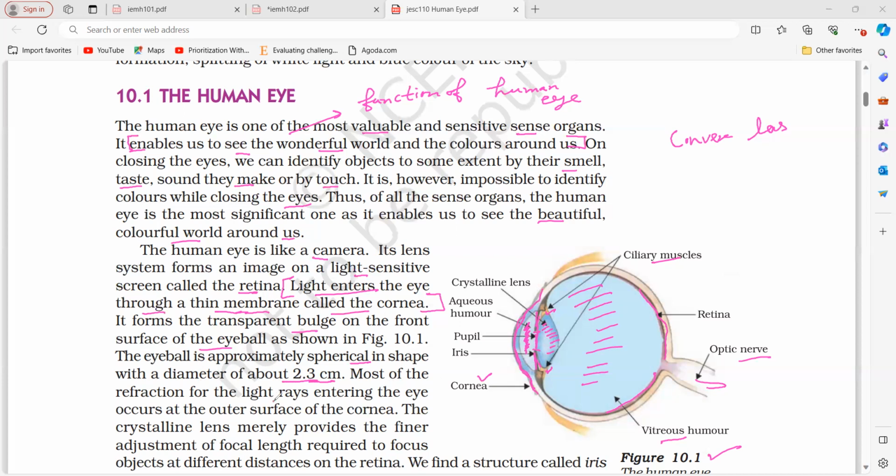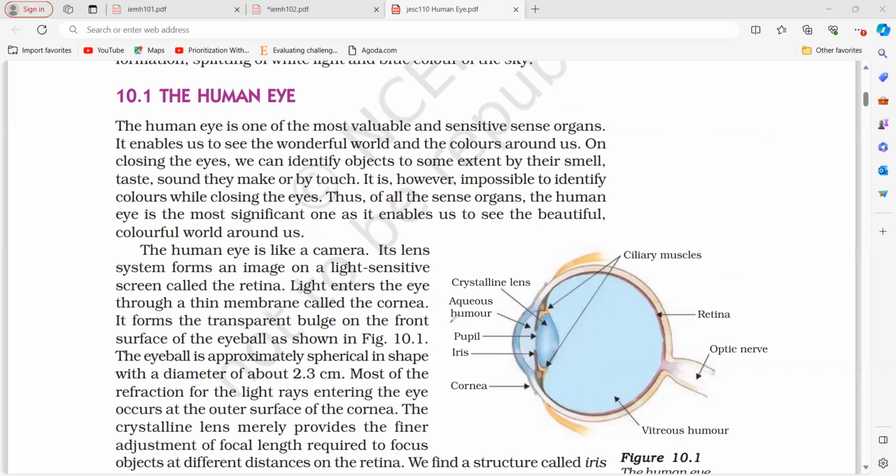Most of the refraction of the light rays entering the eye occurs at the outer surface of the cornea, because when light rays go like this, outside is air, but here there is a liquid and its refractive index is more than air. So here we will have refraction. The crystalline lens merely provides the finer adjustment of the focal length required to focus objects at different distances on the retina.